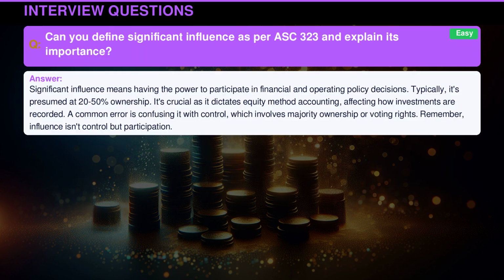Significant influence means having the power to participate in financial and operating policy decisions. Typically, it's presumed at 20 to 50% ownership. It's crucial as it dictates equity method accounting, affecting how investments are recorded. A common error is confusing it with control, which involves majority ownership or voting rights. Remember, influence isn't control, but participation.